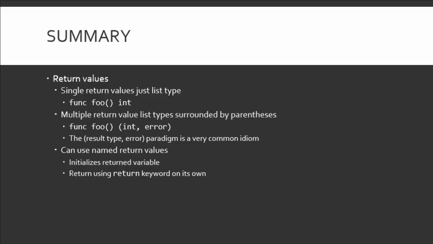So when you do that, instead of just providing the types in the return list, you're going to provide the name of that return value. The runtime is going to initialize that value for you to the 0 value for that variable. And when you use the return keyword, all you need to do is enter return on its own. Go is going to find the current value of those return variables, and that's what's going to be returned out of your function.